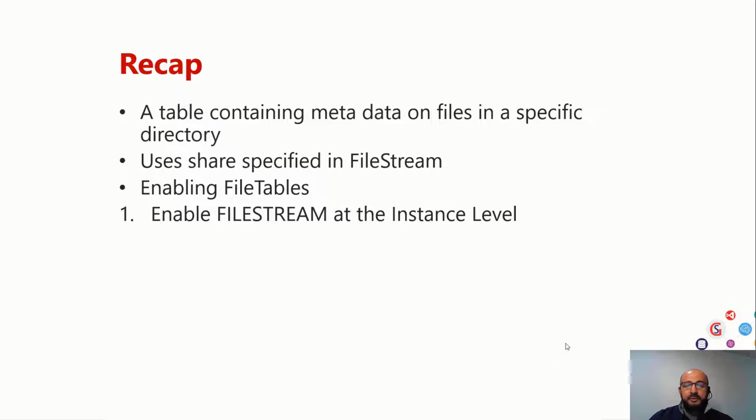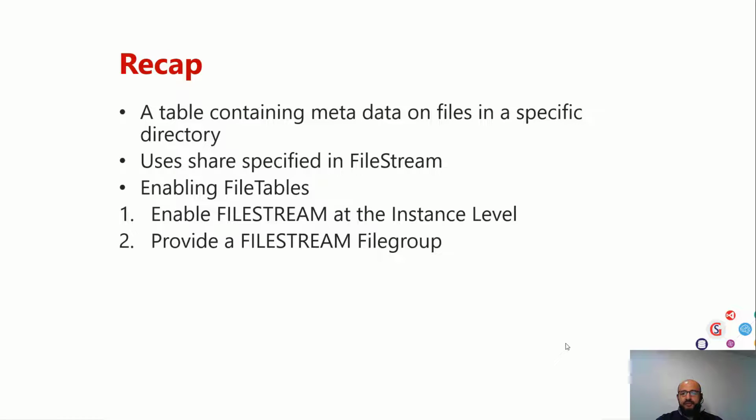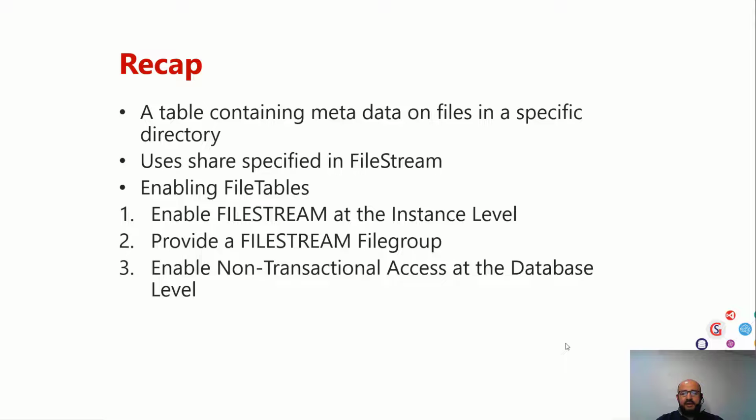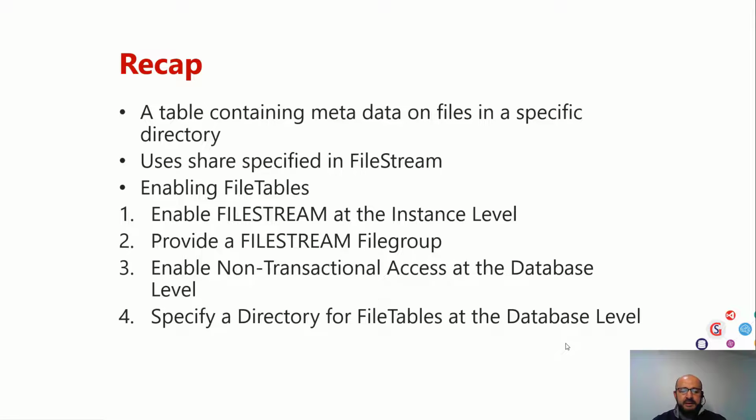To enable the file tables, in general, we have to enable FileStream at the instance level, provide a FileStream file group, as mentioned as part of the clause when we're creating the file groups. We have to enable non-transactional access at the database level. And last but not least, we have to specify a directory on our file system where the file table will be using to access various files.